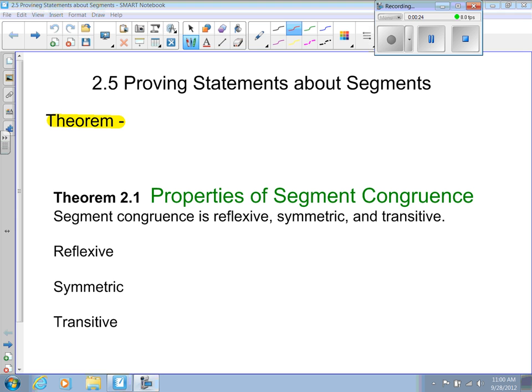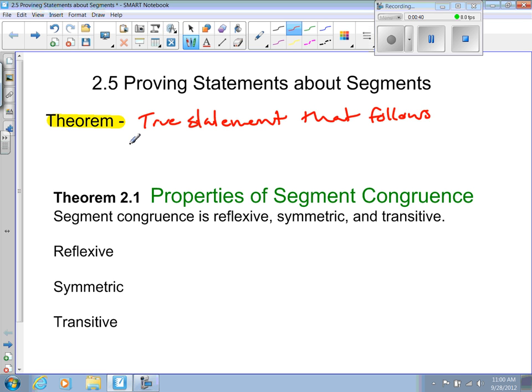But first, we have a vocabulary word for you, theorem. A theorem is a true statement. Okay, so it's a true statement that follows from other true statements. And so we've taken accepted statements like postulates, and we've used definitions, and we're going to use those to come up with theorems that follow from those statements.